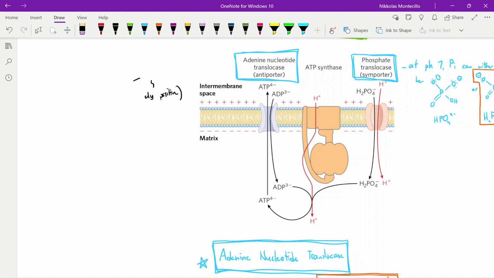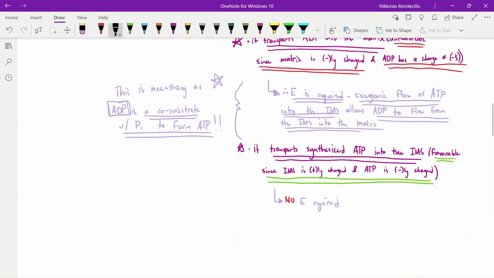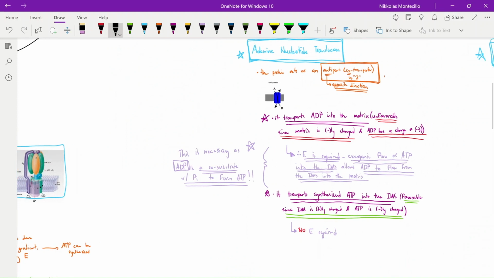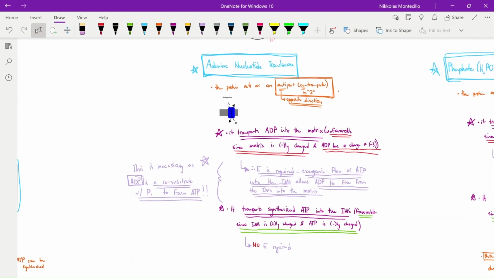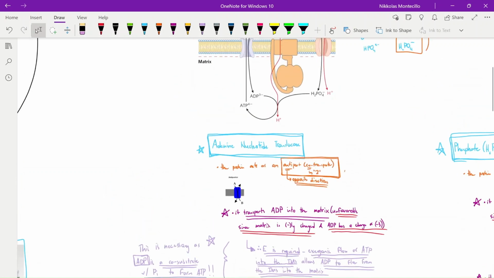So it's favorable for this reaction to occur. But the energy that's released from ATP flowing into the IMS is used to allow for the endergonic flow of ADP into the matrix from the IMS. So essentially, that's the function of the adenine nucleotide translocase. It just transports synthesized ATP into the IMS to allow the transport of ADP, the unfavorable flow of ADP, into the matrix. Okay.